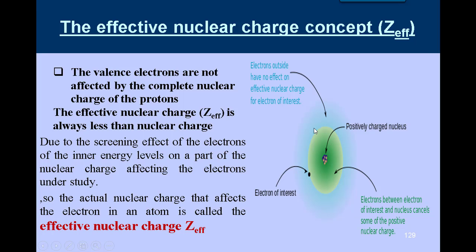Between the nucleus and the outermost electrons, we have complete energy levels which are filled with electrons. These complete energy levels have a screening effect. They reduce the power of the nucleus to attract the outermost electrons. So the actual nuclear charge that affects the electron in the atom is called the effective nuclear charge.